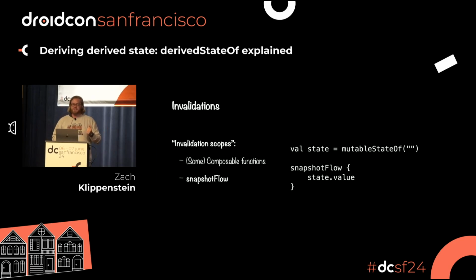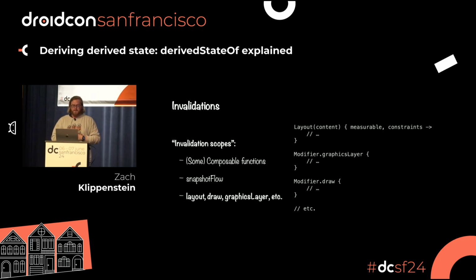Snapshot flow is another invalidation scope. When you read a state in the snapshot flow lambda, that lambda can restart when the state changes. There's a bunch of other functions in the compose APIs, layout, graphics layer, draw, stuff like that. Those will all also be invalidation scopes. So if you read a state in a graphics layer, for example, in the lambda form, and that state changes, only that graphics layer function is going to rerun. You're not going to recompose. You're not going to necessarily redraw. You're just going to rerun that graphics layer. And so that's more efficient than doing the whole pipeline.